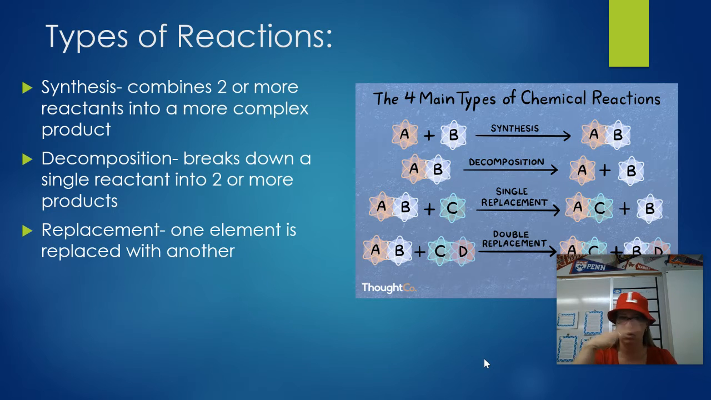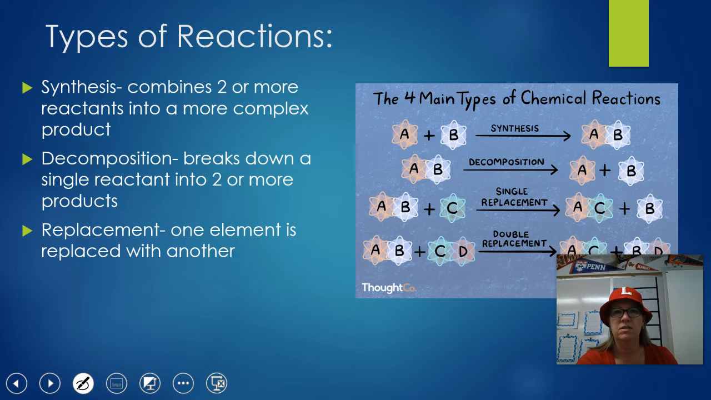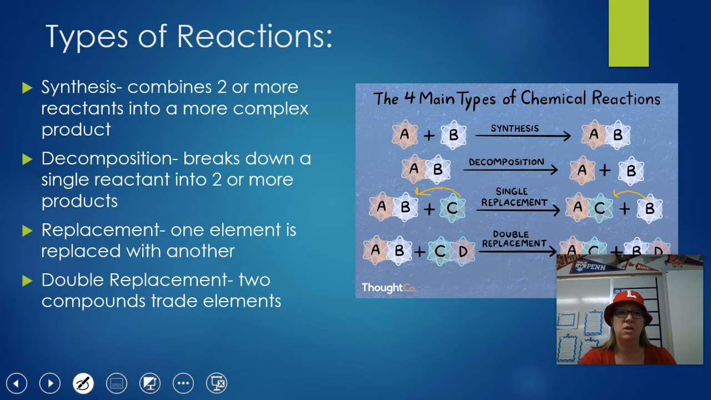One is just called a replacement reaction, and it's when one element trades places. Okay, so you can kind of see that the B and the C traded spots here. Okay, but then you can get a double replacement, and so it's a double swap. Okay, instead of AB, you have AC. Instead of CD, you have DB. Okay, and so two different elements traded spots.